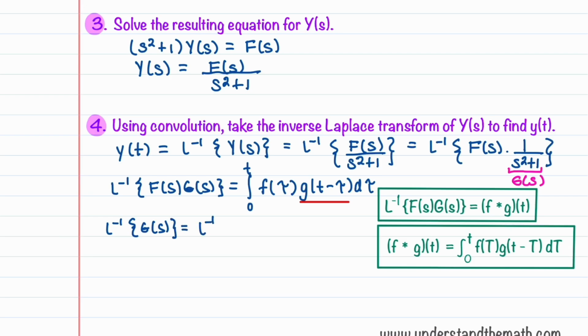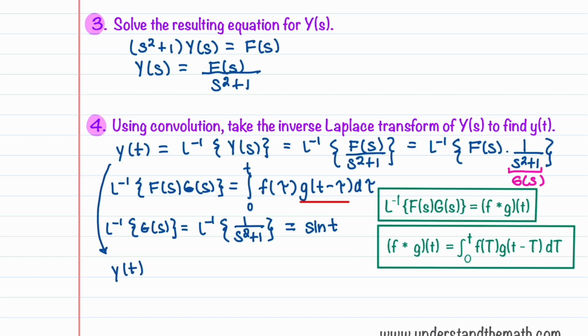This is the inverse Laplace transform of 1 all divided by s squared plus 1. And you might recognize this. This is just equal to sine of t. Now we can go ahead and just write down our solution.